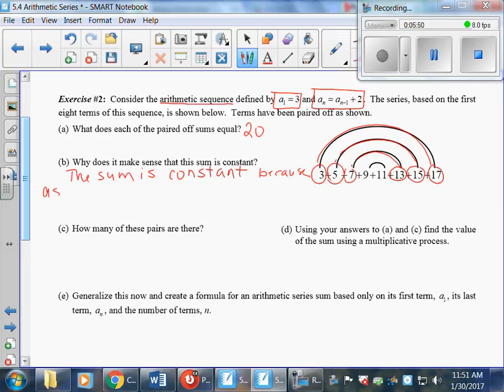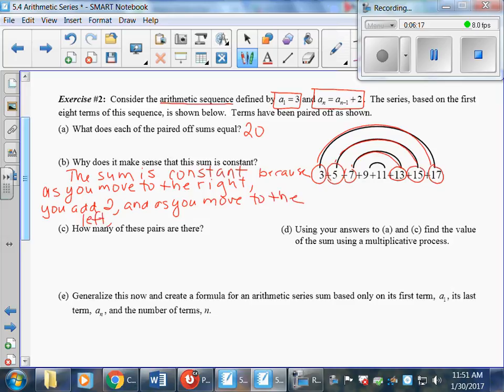as you move to the right, you add 2, and as you move to the left, you subtract 2.